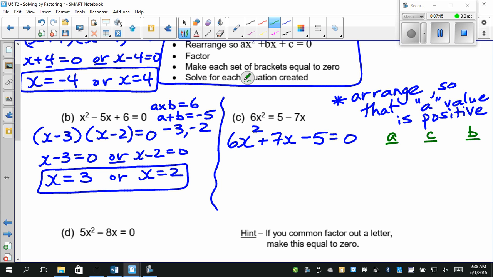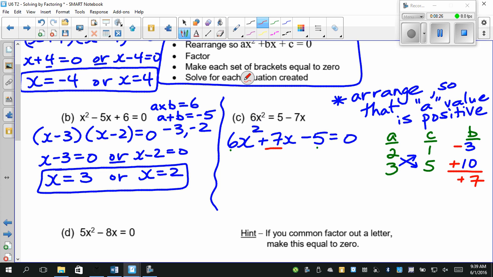Remember, I need two numbers underneath the A that multiply to give 6. So I'm going to go with 2 and 3. I need two numbers underneath the C that multiply to give 5. So 1 and 5. And then I'll check what signs I need on the 1 and 5 here. So 3 times 1 is going to give me 3. 2 times 5 is going to give me 10. I need those numbers to make positive 7. So that means it's got to be a positive 10 and a negative 3 that will give me positive 7.